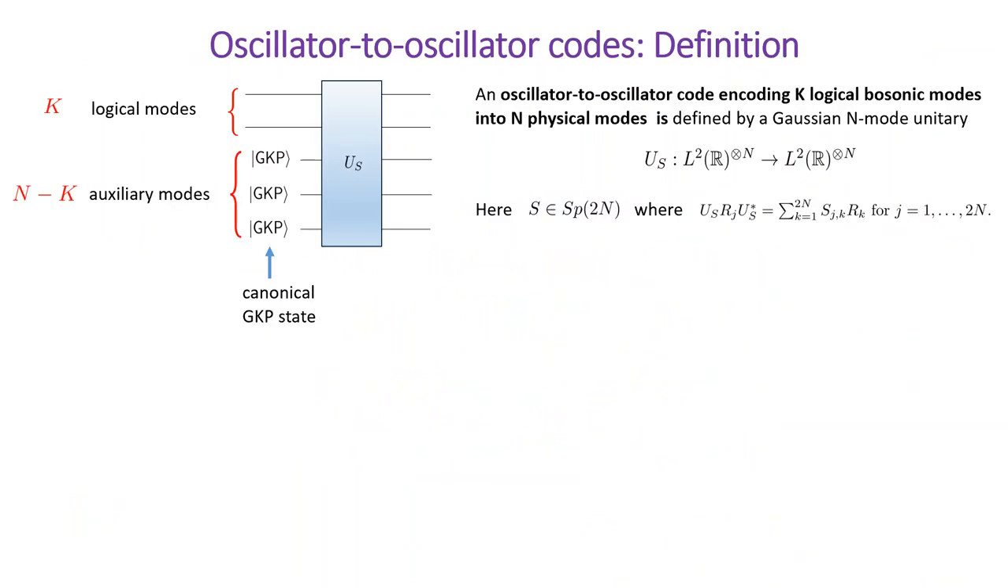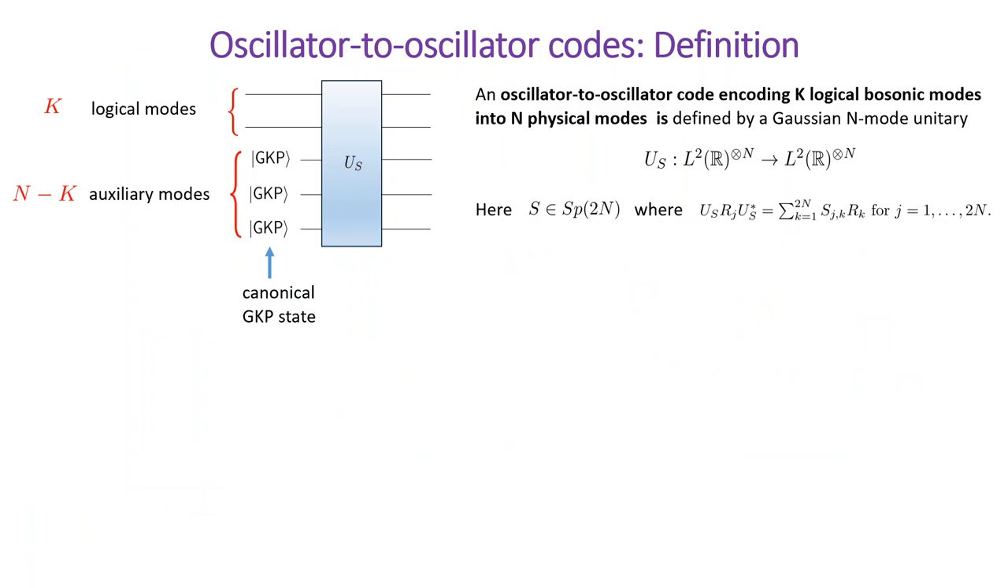An oscillator-to-oscillator code encodes k modes into n physical modes. We use n-k auxiliary oscillators prepared in the canonical GKP state. This is the state corresponding to a one-dimensional GKP code. The encoding unitary is Gaussian. This means it is described by a symplectic 2n by 2n matrix S, and its action in the Heisenberg picture on mode operators is fully specified by this matrix.